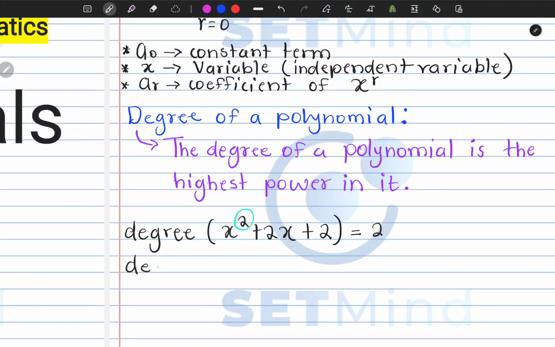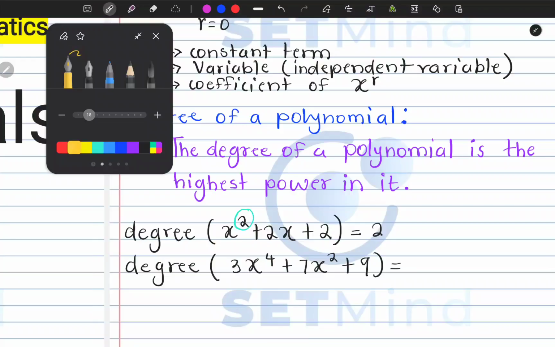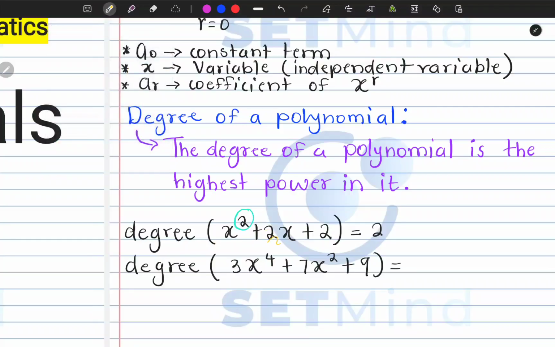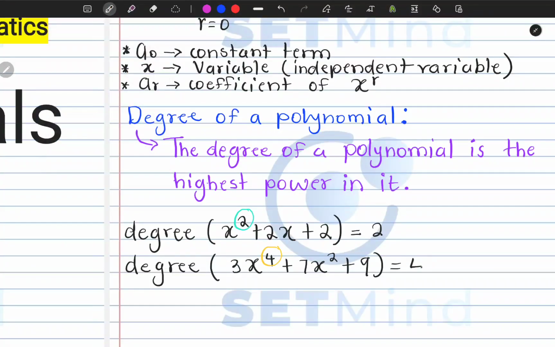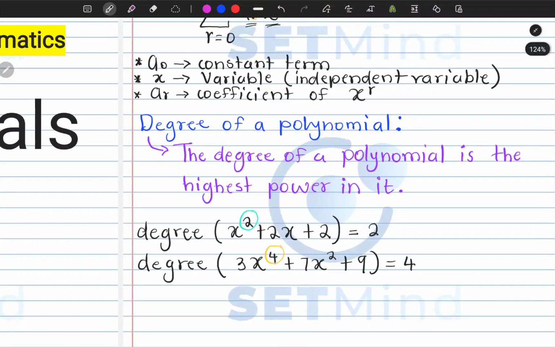If you look at another example, the degree of 3x to the power of 4 plus, let's say, 7x squared plus 9, we ask ourselves, what is the highest power which we can see on this polynomial? And if you look carefully, we are getting a 4. So that is how we get the degree of a polynomial. You look at the highest power which you find there, and that becomes your degree.